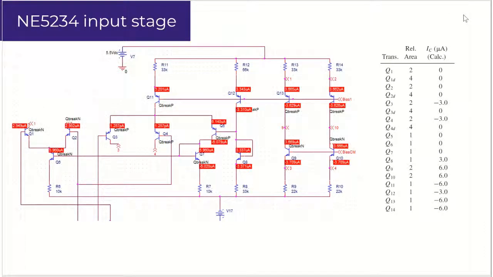This is the PSpice simulation of the input stage. As you can see, transistors 9 and 10, 13 and 14 operate in the active mode with 6 microamps, but in the simulations we only have 3.